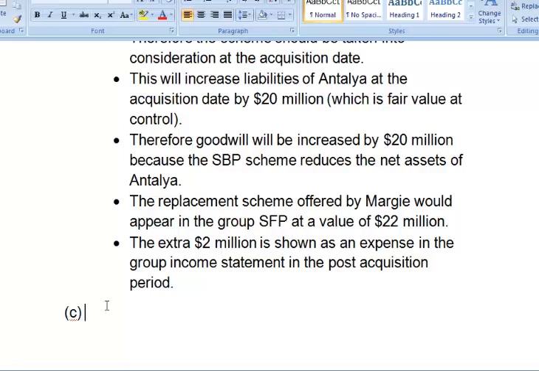Part C. Share issue to employees and Grief. So what does it say? Margie issued shares during the year. Some of these were subscribed for by employees who were existing shareholders, and some were issued to an entity called Grief. As soon as I see the word "and" within the question, I'm thinking, right, I've got 2 questions here. So let's break my answer down into 2 components.